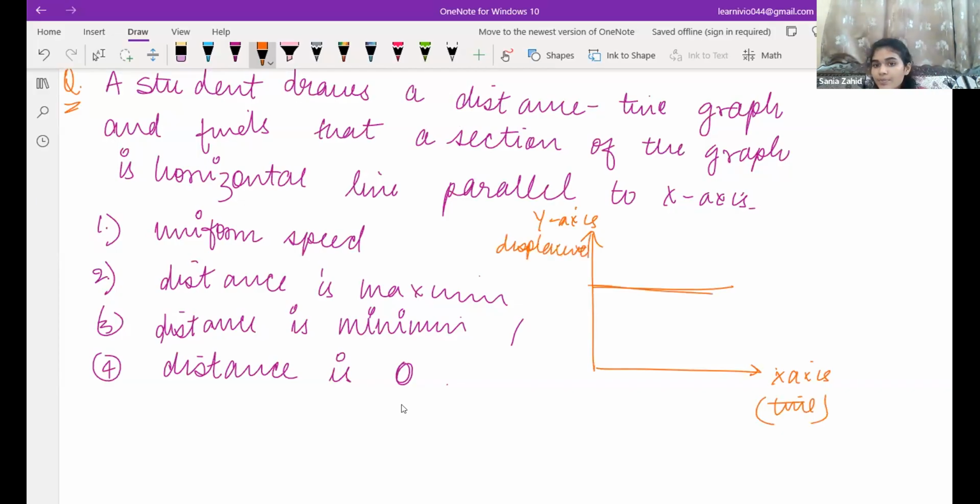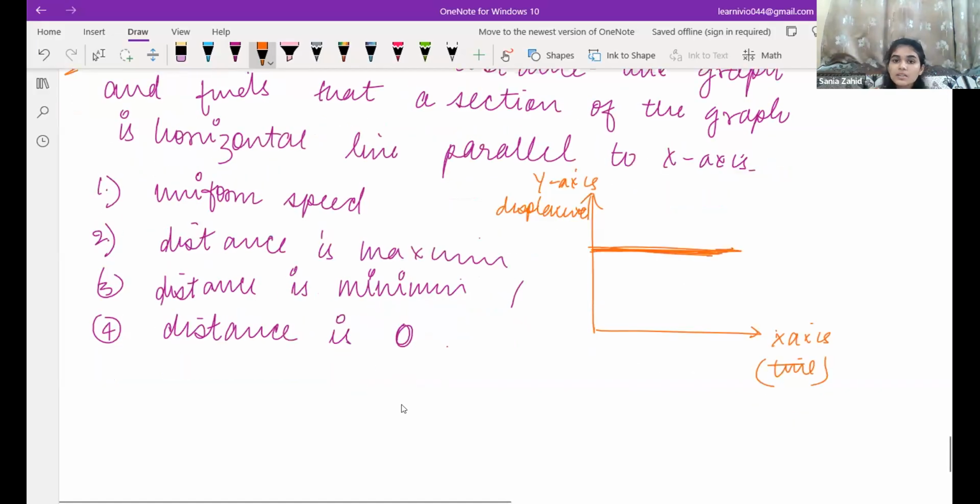Now tell me one thing. If you have a horizontal line parallel to the x-axis, what does it mean? Is your displacement changing? Is your distance changing? Ma'am, distance is not changing. Distance is not changing, exactly. So the correct answer will become distance is zero. How come distance is maximum when it's not changing with time? It's not even minimum, and we cannot even talk about the speed.